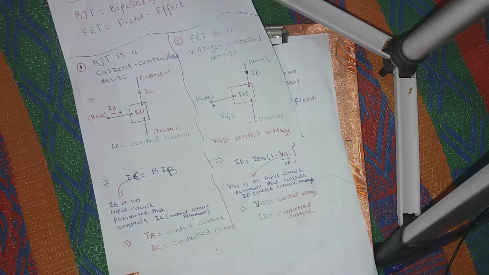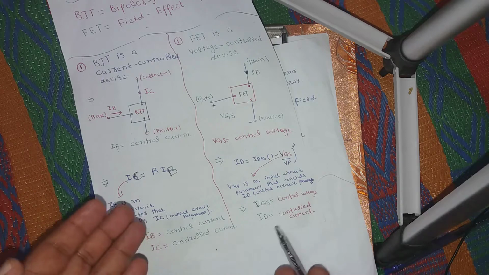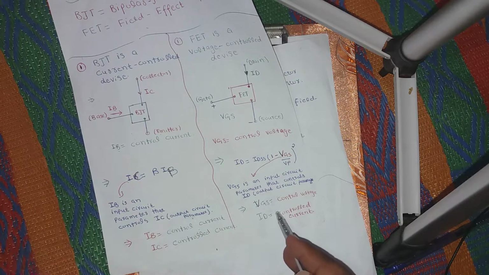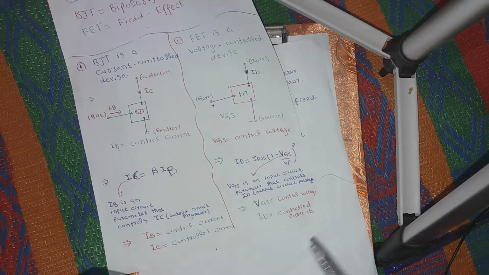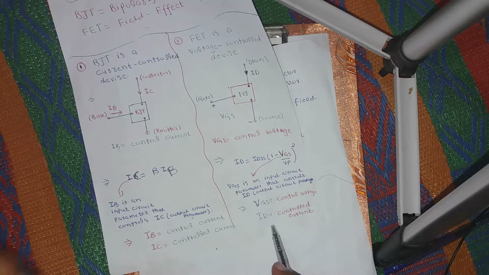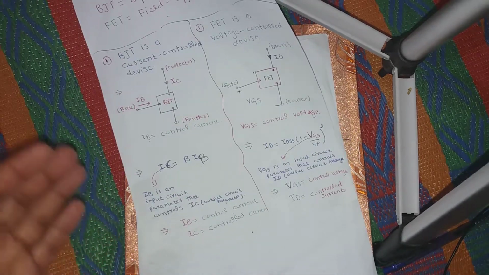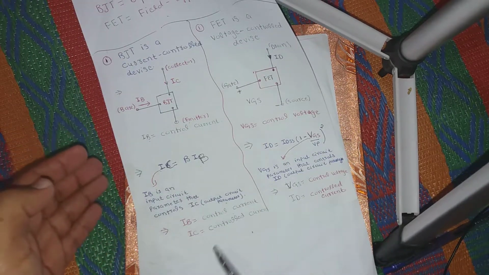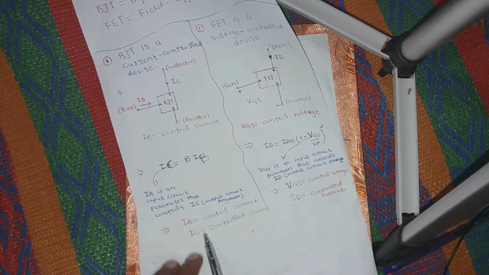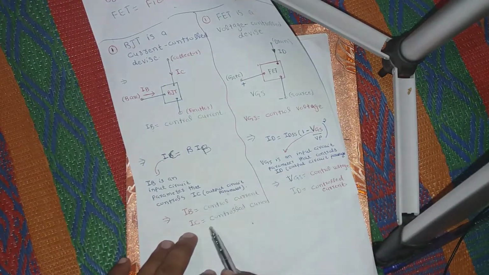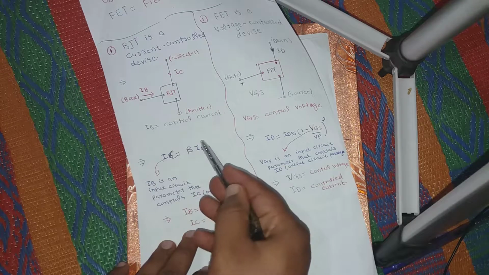So FET is a voltage control device, which means that the output current is dependent on the input voltage. That's why VGS, which is the input voltage, is the control voltage, and ID, which is the output, is the controlled current. ID is controlled by VGS. Unlike BJT, where IB is the control current and IC is the controlled current. In other words, the output current IC is controlled by the input current IB.